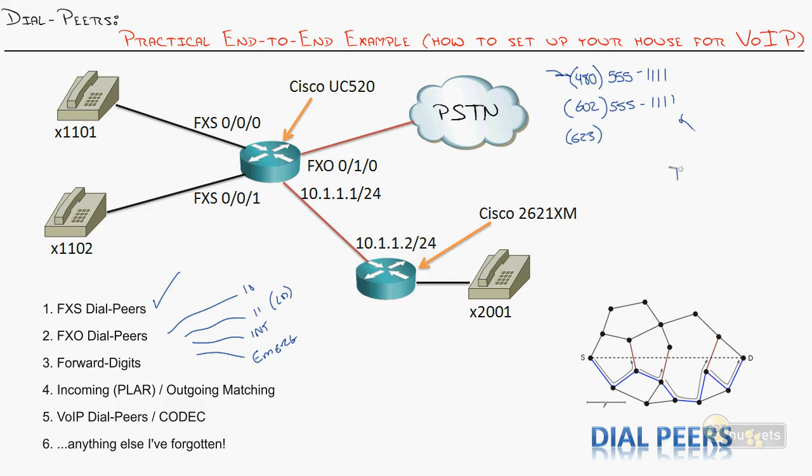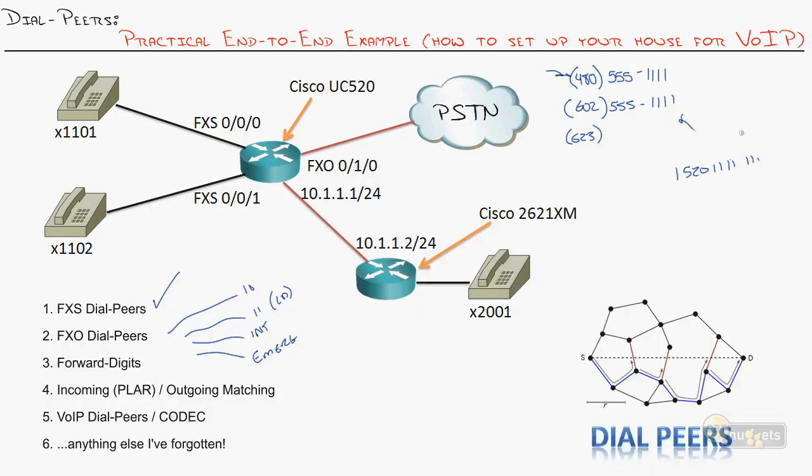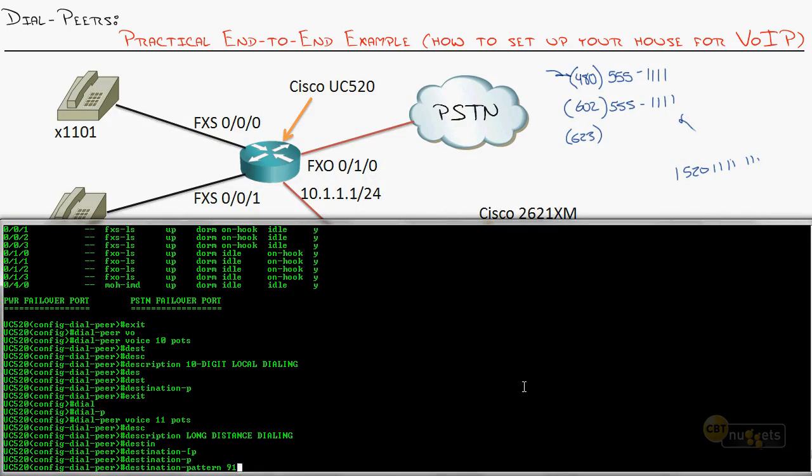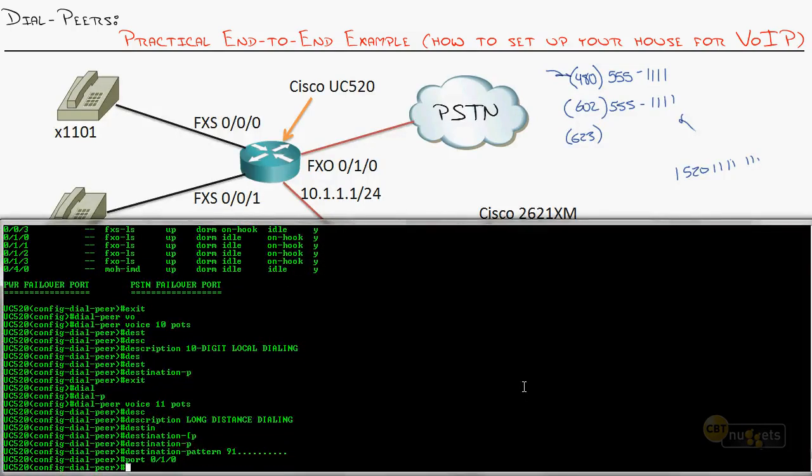Might be like 1, let's do 520, 111, 111, whatever. Again, 10 digits after that. So I'm going to have 1 being the initial, and then I will put the area code, prefix, suffix. So there's my 10 digits following the 1. And I'm going to forward that out port. Let's do port 0/1/0. That's my FXO port.